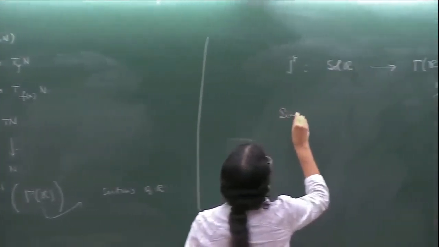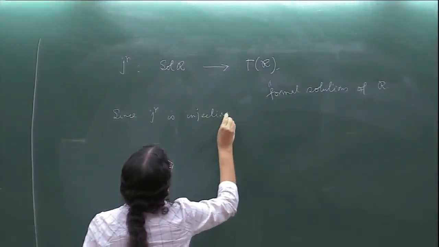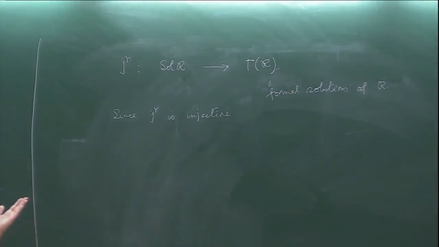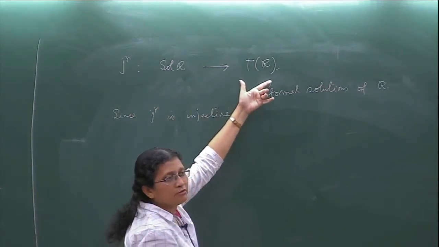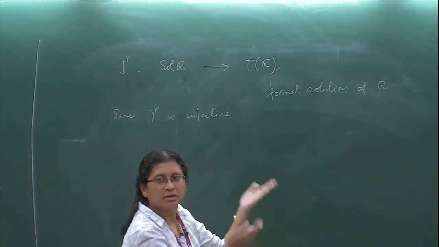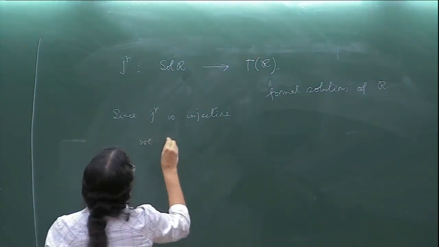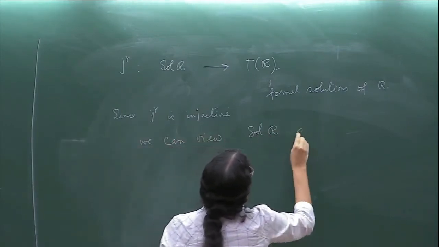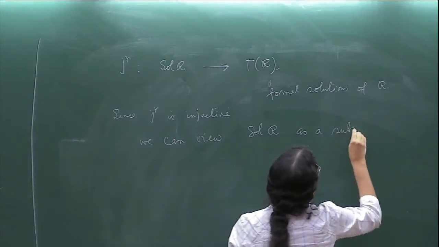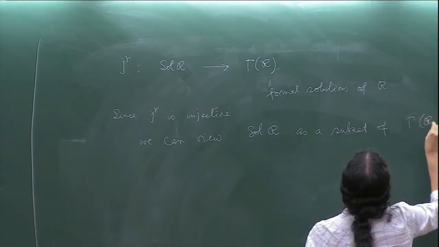So since JR is an injective map, see, JR is clearly injective. If two functions have some rth order infinitesimal information different, then they have to be different. So since JR is injective, we can view the solution space of R as a subset of formal solutions, that means gamma R.